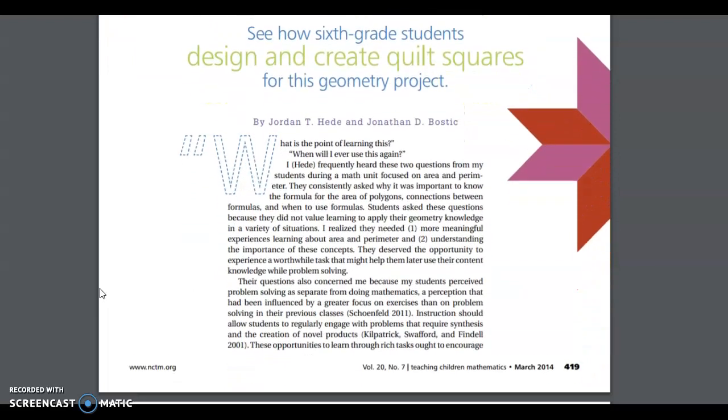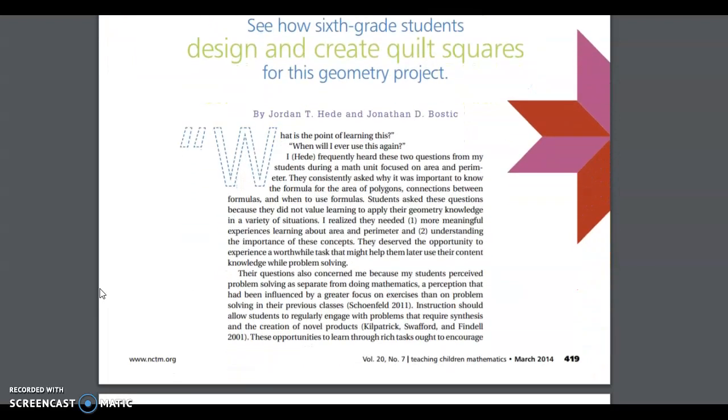This teacher was struggling with students always asking, "What's the point of learning this?" and "When will we use it again?" He decided his students needed more meaningful experiences learning about area and perimeter, and they needed to understand the importance of these concepts. So he implemented this quilt squares geometry project.